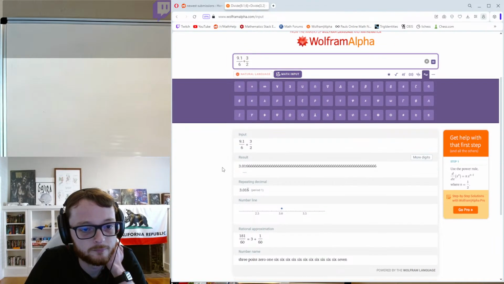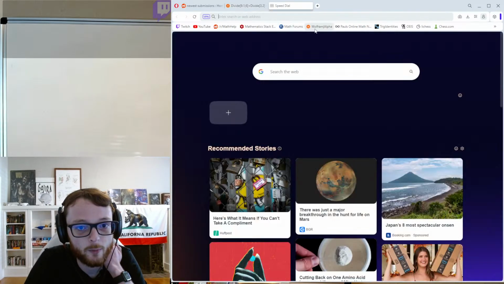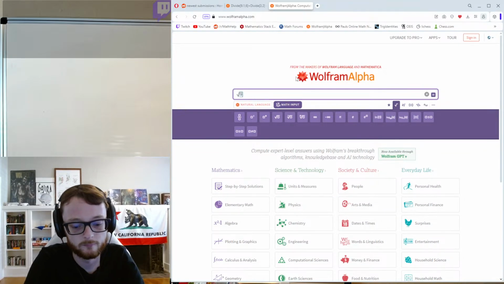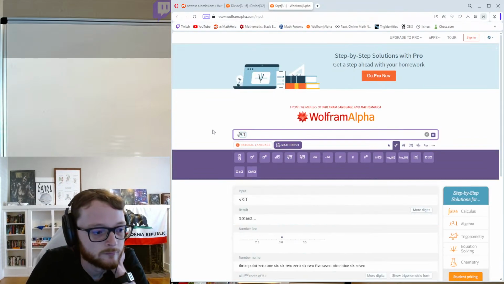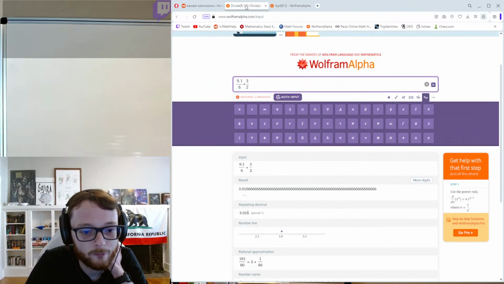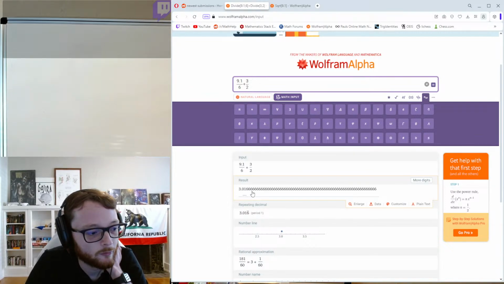And just as a sanity check, we can get the actual square root of 9.1 here. Oh, hey, that's a pretty good approximation. It's accurate to 4 decimals. So I hope that makes sense. Please let me know if you have any questions, though.